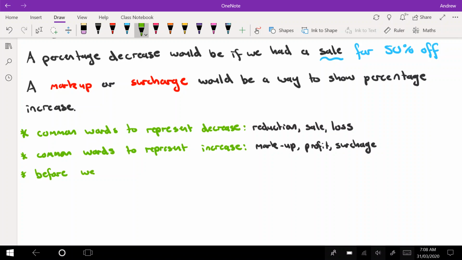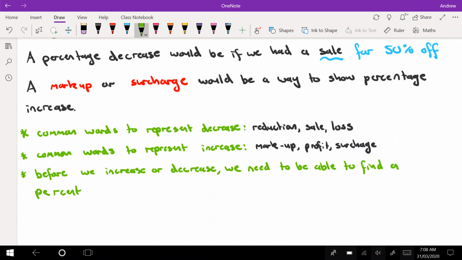Before we increase or decrease, we need to be able to find a percentage of a quantity. So that is why we did yesterday's lesson on finding percentages, because we need to make sure we know how to find a percentage of a quantity before we add or take it away from our final price, showing that reduction or our increase. Okay, and I'll put in brackets 3H here, and then I'll put a link right there at the end of this video, so you guys can just click on that if you're confused by what I mean.